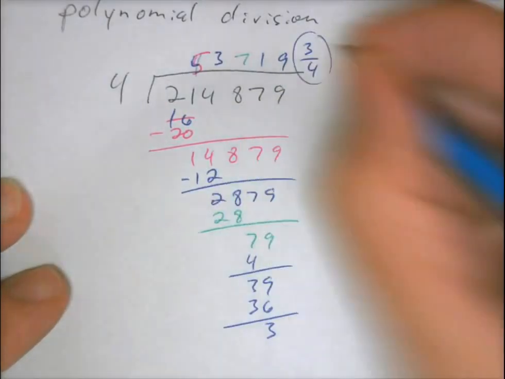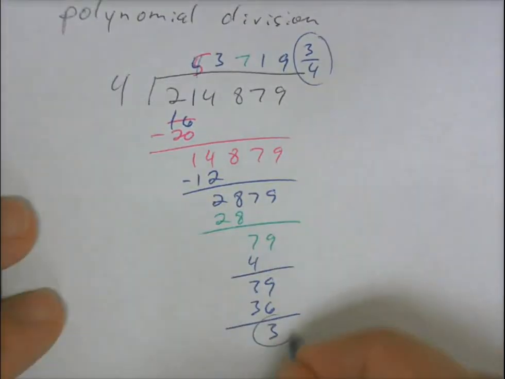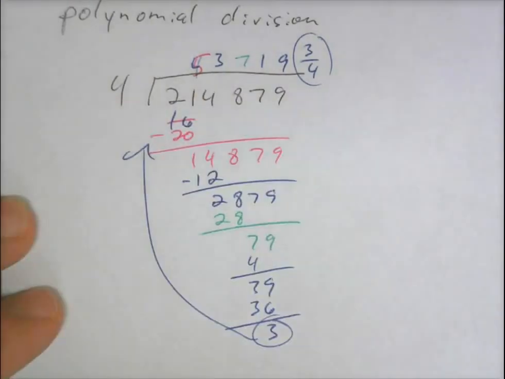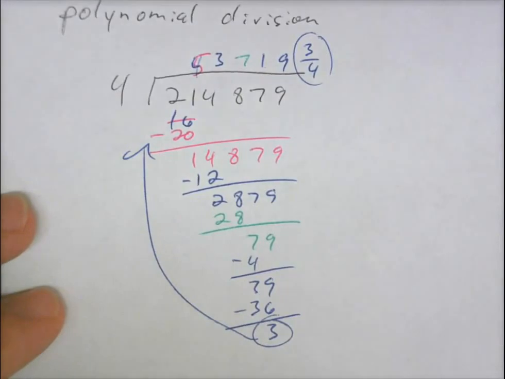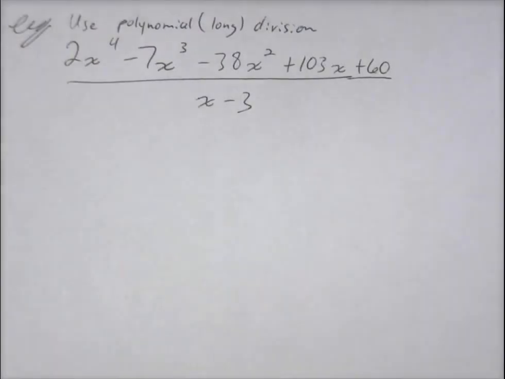Notice with the remainder, I put whatever I have left over what I'm dividing by, and each time I subtracted the next line. Okay, so there are 2 types of division in general. The first type, which is what we're going to do first, is called polynomial division. It is also called long division in your book. So this is how we set it up.